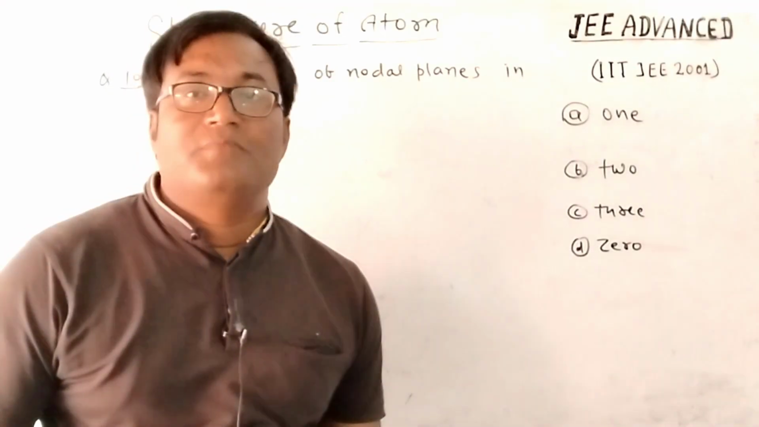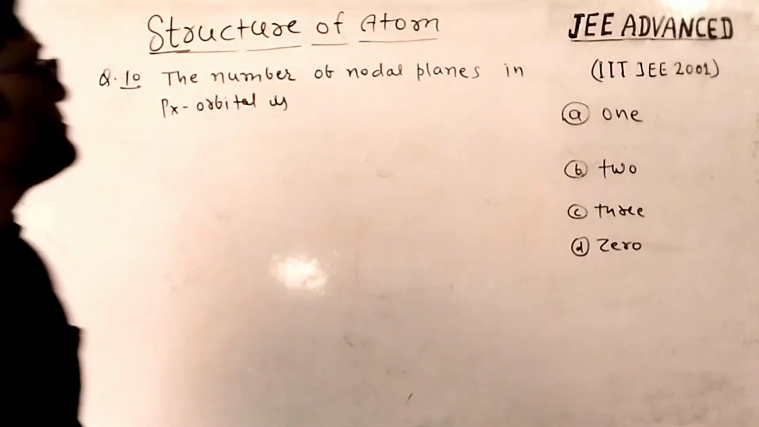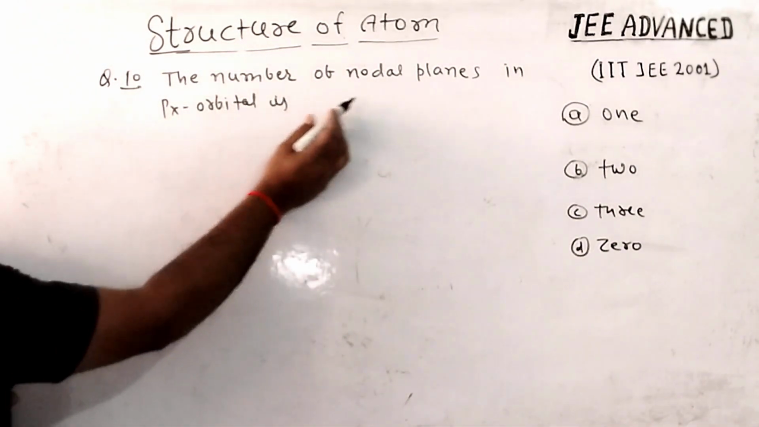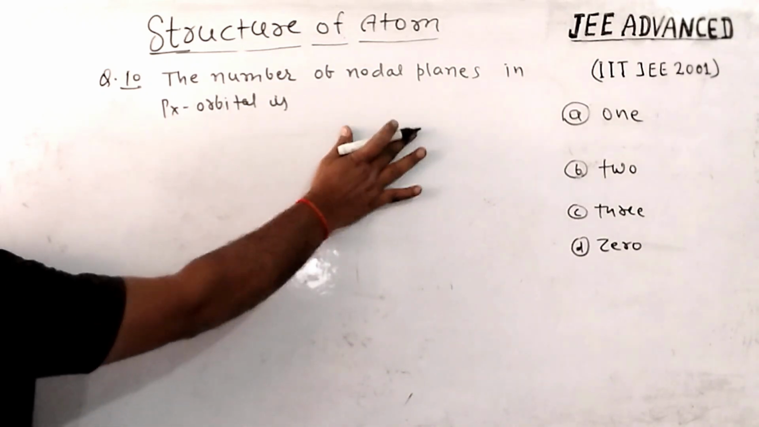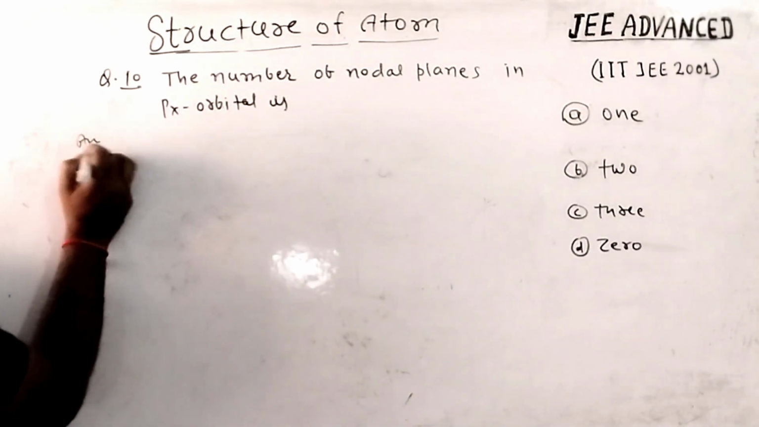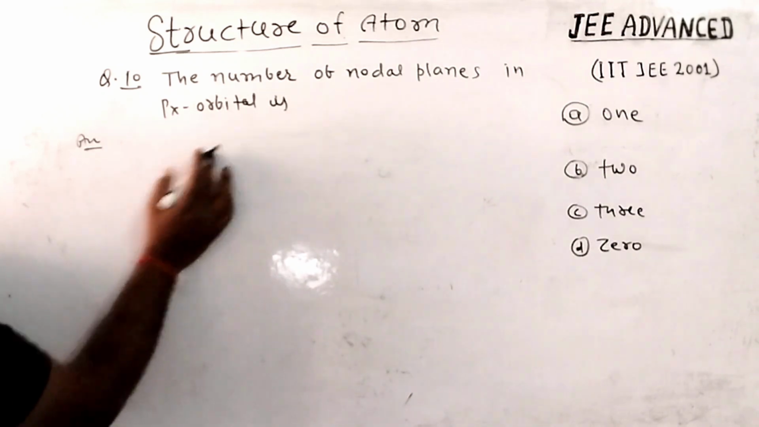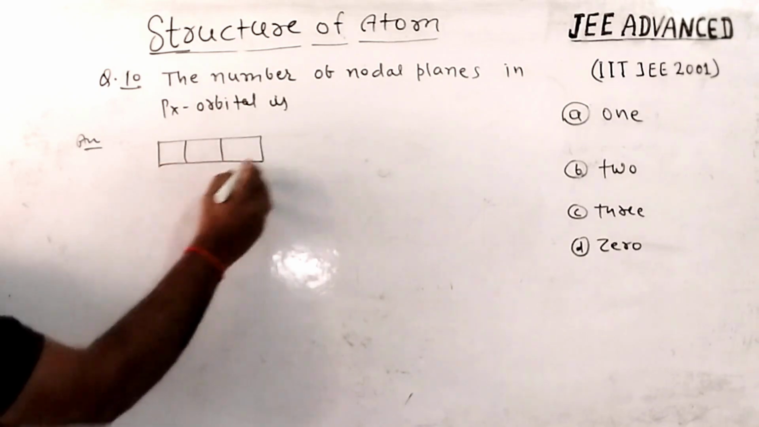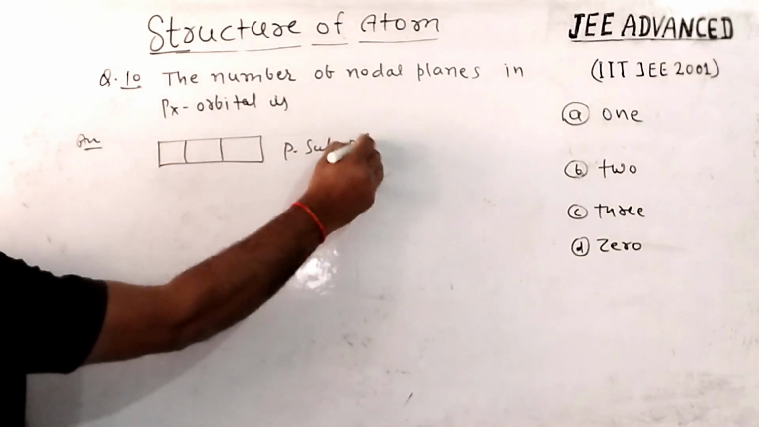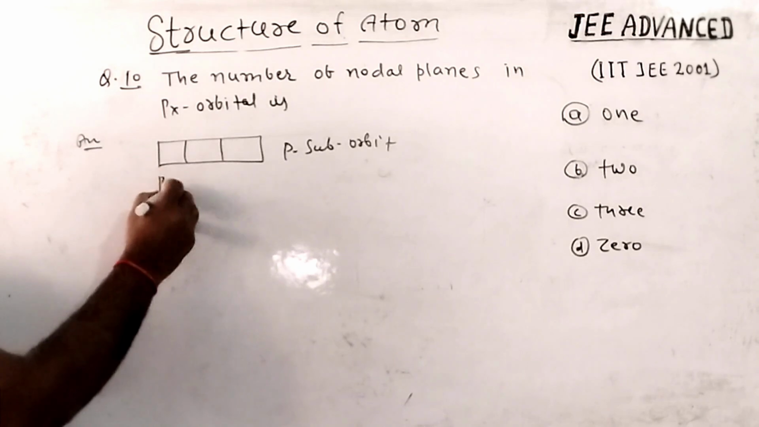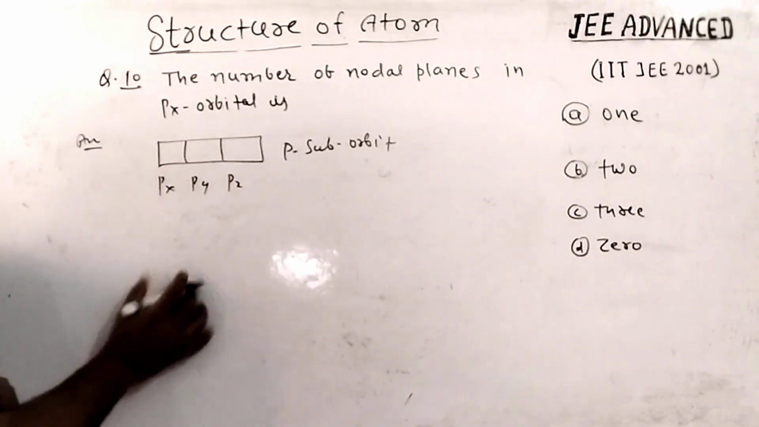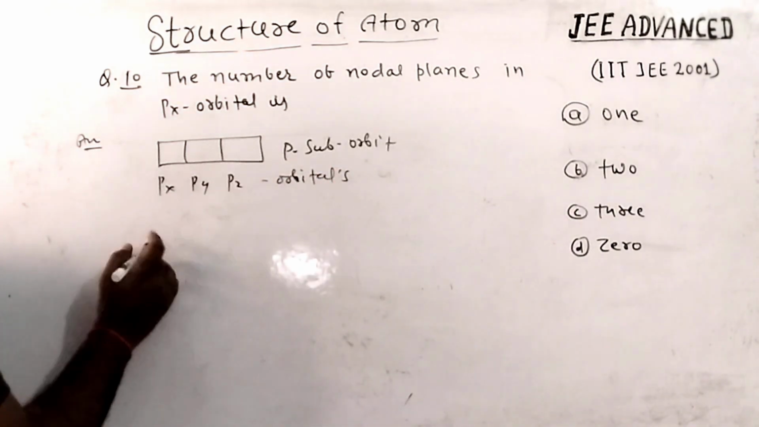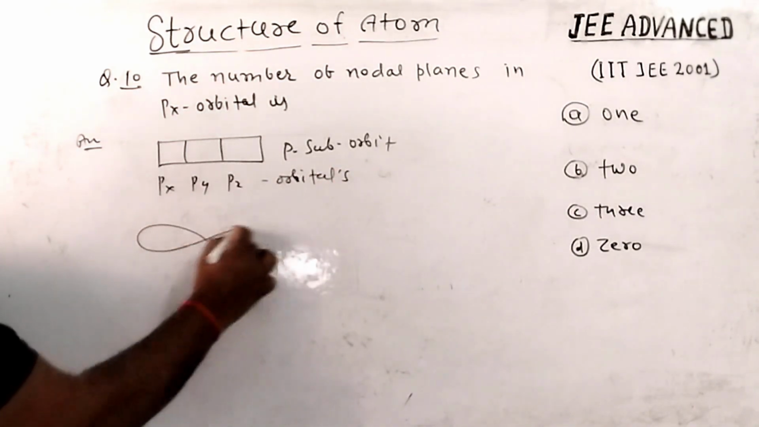Now question number 10 is based on number of nodal planes. Now according to question, the number of nodal planes in px orbital, options are given 1, 2, 3 and 0. So the number of nodal planes in px, in p suborbit, orbitals are px, py and pz. Okay, now one by one we can draw. Shape of p is dumbbell shaped.